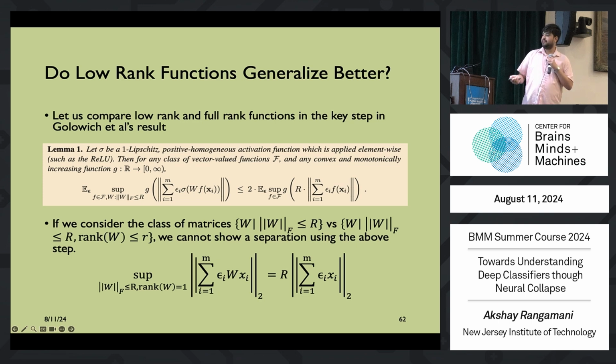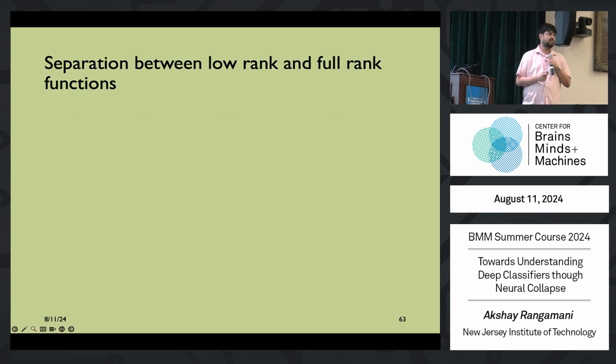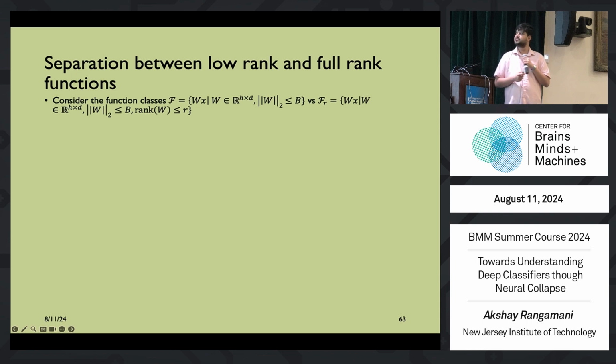So the key problem here is in the peeling step. To be fair, they're trying to get an effect that depends on the norm. So they're trying to be insensitive to how many components there are, and they measure that through the norm. So you're not going to capture the effect of rank through that. So instead, how can we show a separation between low rank and full rank functions?